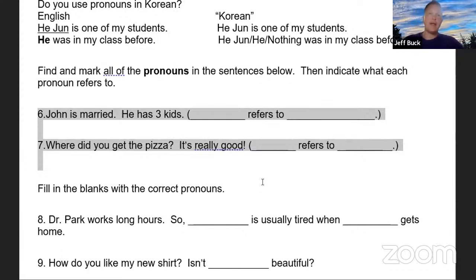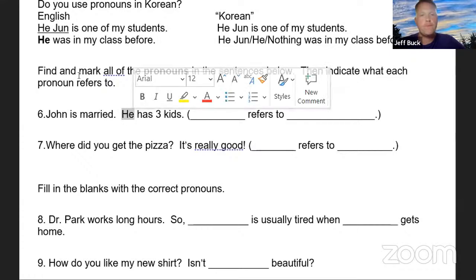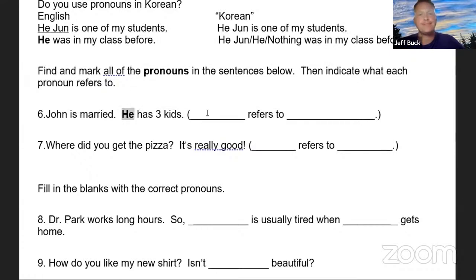All right, here are my answers. So we have "he." That is a pronoun, and in this sentence, it refers to John.